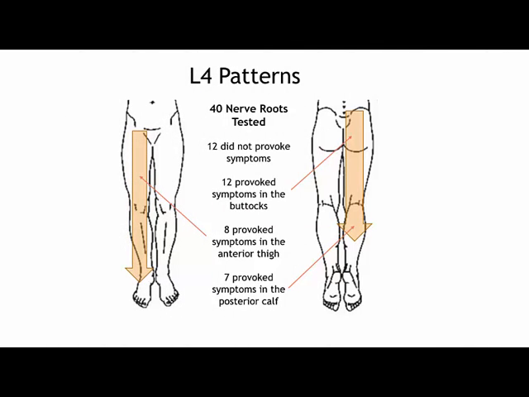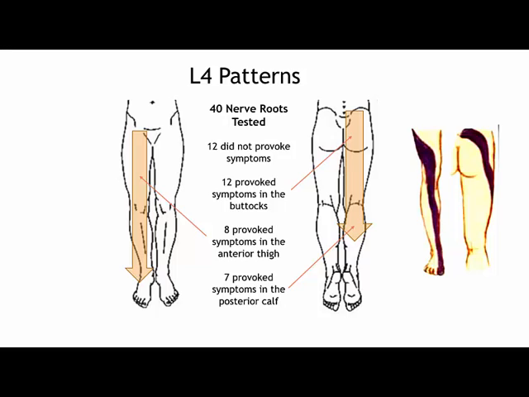For L4, 40 nerve roots were tested. 12 did not provoke symptoms. 12 provoked symptoms in the buttocks, 8 provoked symptoms in the anterior thigh, and 7 provoked symptoms in the posterior calf. Let's compare this to the traditional L4 dermatomal path, which is primarily anterior.